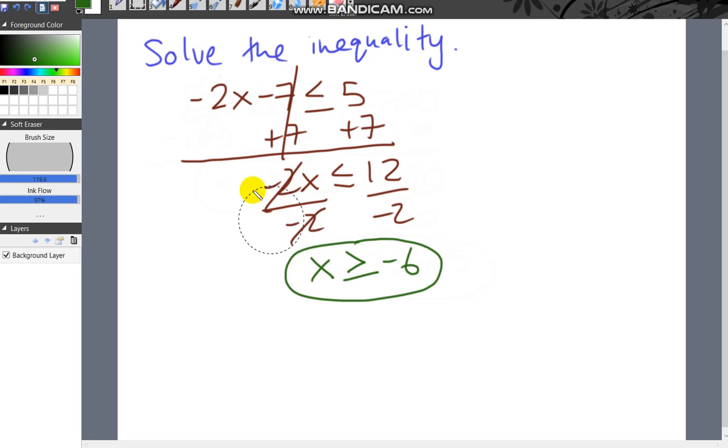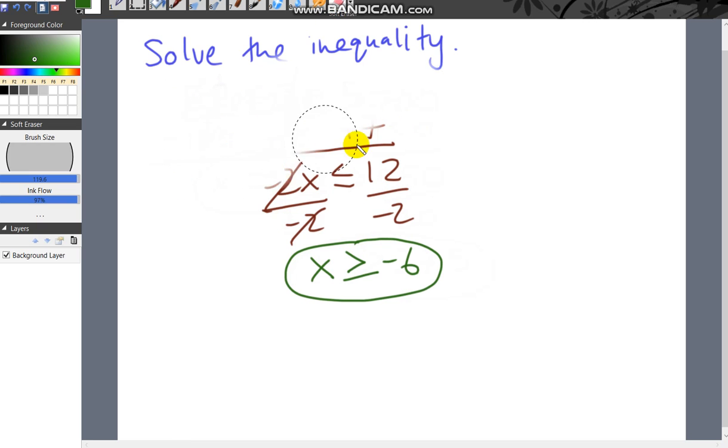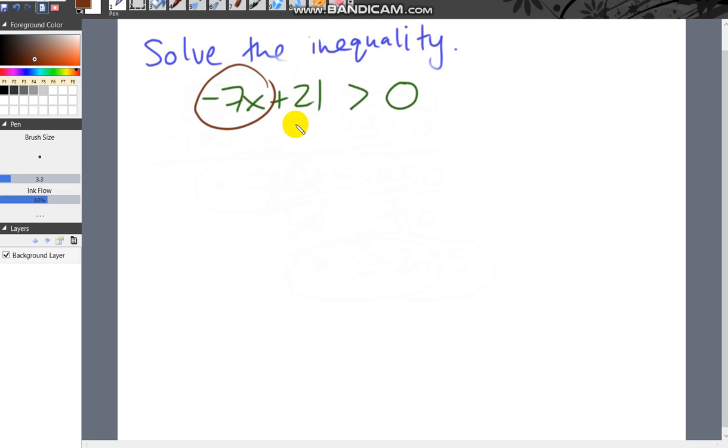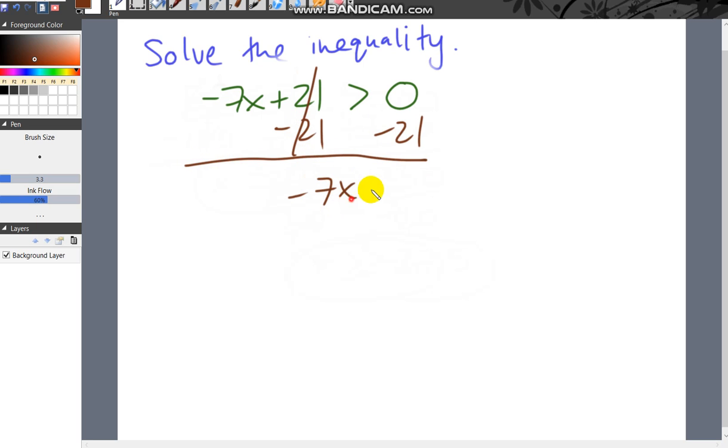Okay, I'm going to show you one more example. Let's erase again. Okay, the last one is going to be negative 7x plus 21 is greater than 0. What I see here, we want to get this expression by itself, so we're going to subtract 21 on both sides. 0 minus 21 is going to get us a negative 21.